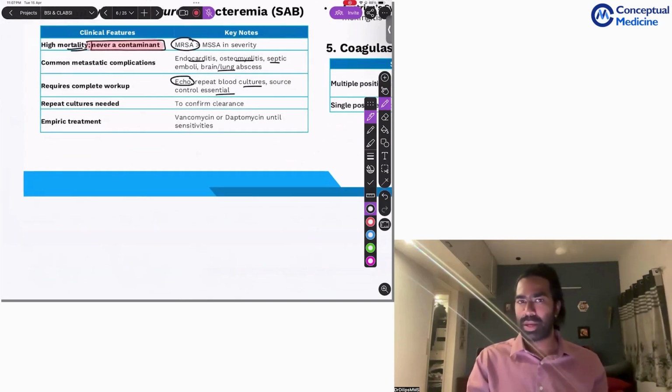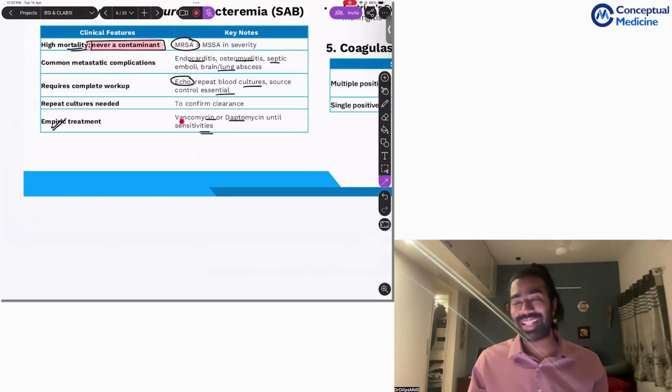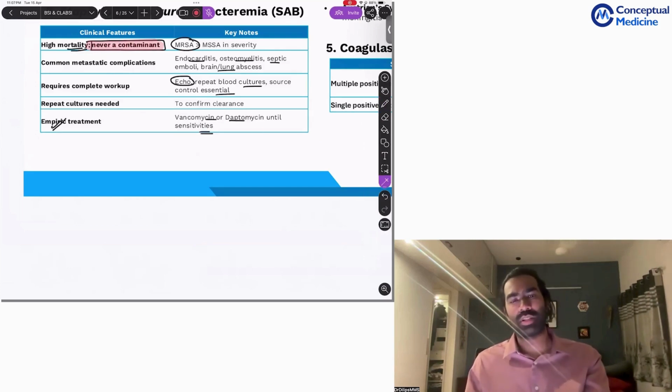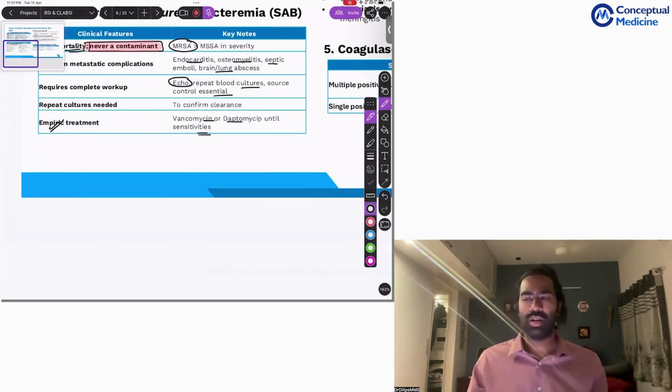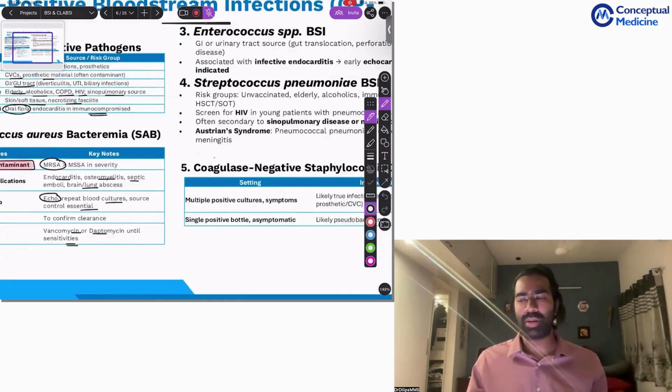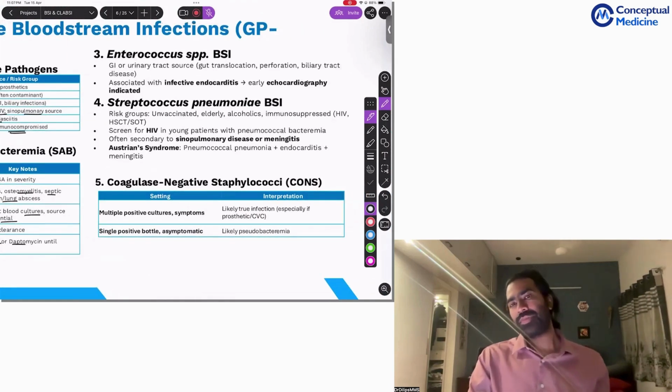So repeat cultures may be required to confirm clearance, and empirical treatment will be done with vancomycin or daptomycin till the sensitivity results are available. Because when it's about bacteremia, always go for bactericidal drugs like vancomycin or daptomycin. Linezolid generally is not preferred in this kind of case because linezolid is a bacteriostatic drug and it's not really recommended in patients who are having severe bacteremic states like this.